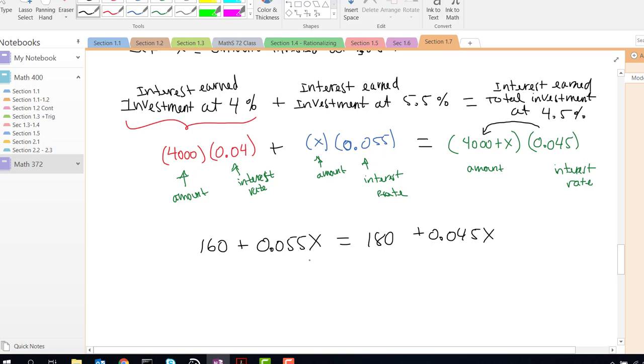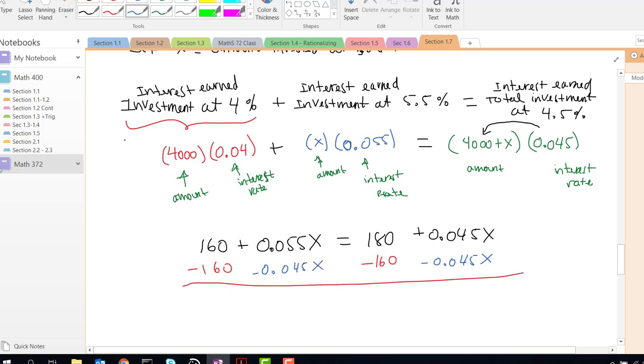So we've got to get the x's on one side and everything that doesn't have an x on the other. So I'm going to subtract the 160 from both sides. And can we do it in one step? Can you subtract the 0.045x? Do it all in one step. So those cancel and those cancel. So 0.055 minus 0.045 will give us a positive 0.010. So just 0.01x equals 180 minus 160, which is 20.